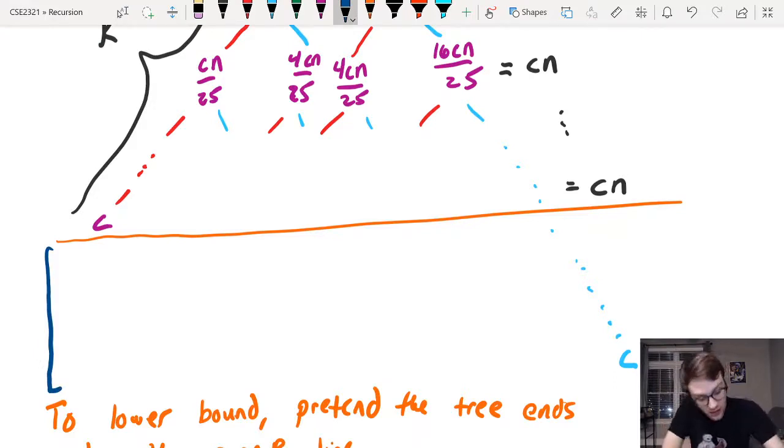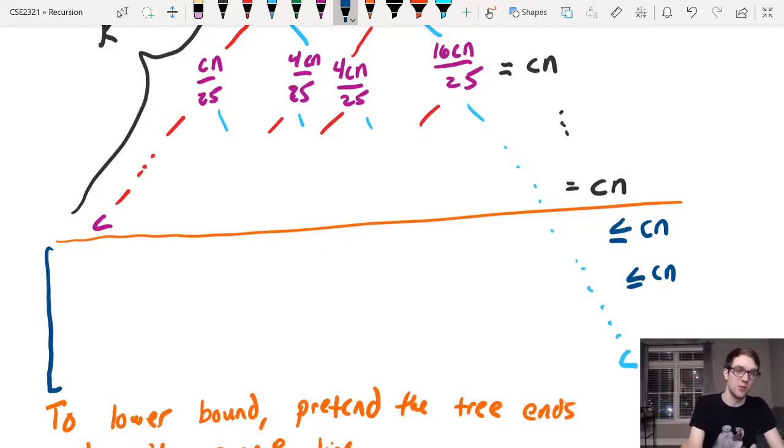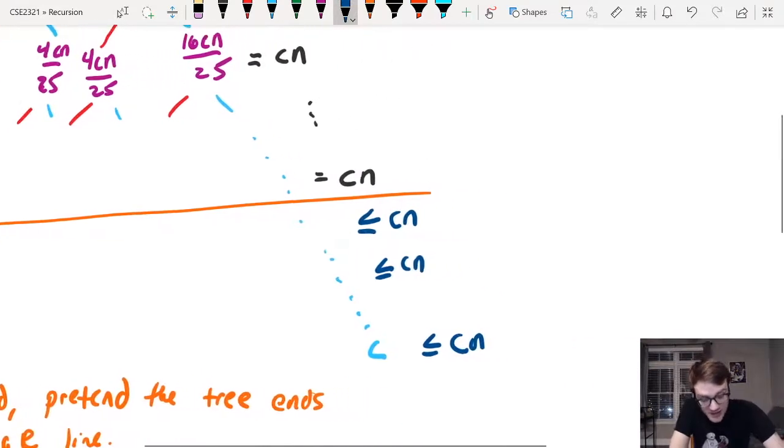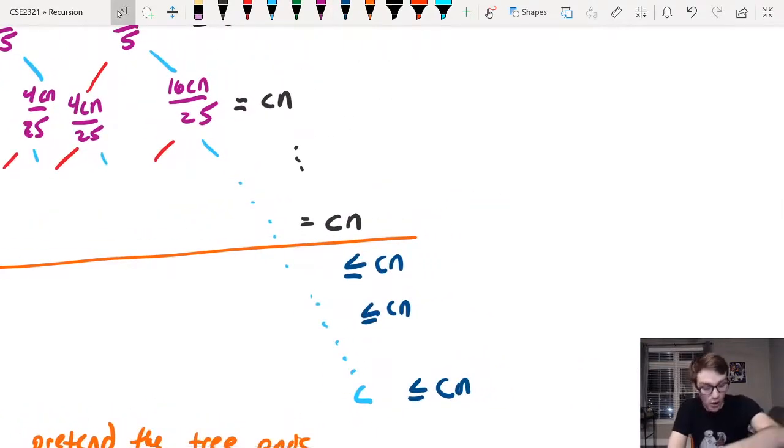So down here, we get a cost that is less than or equal to Cn, and less than or equal to Cn, and less than or equal to Cn, because we were having fewer nodes than the entire tree that we were analyzing. Some of the branches are terminating, and therefore we are not considering them anymore. So for each level below the cutoff, the cost is less than or equal to Cn. And we need to know the height of that branch.